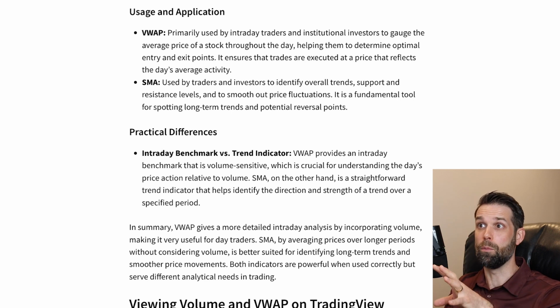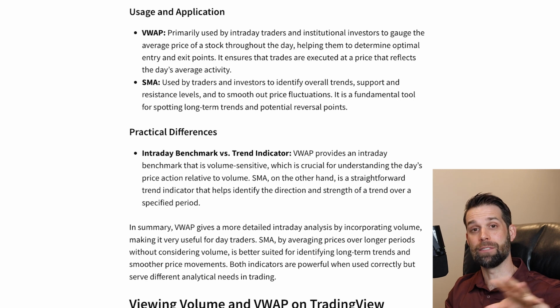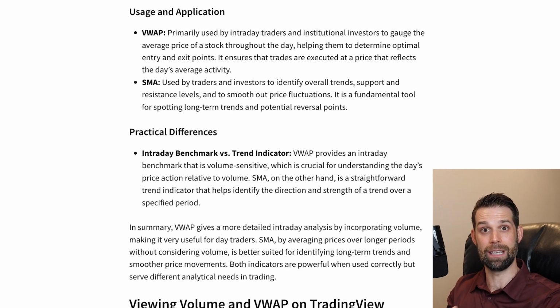Whereas for a simple moving average, traders use that to identify the overall trend, support and resistance levels, and to smooth out the price fluctuations. So it's good for spotting long-term trends. If you look at what the average price has been over the last 50 days, and the price is currently above that, you can consider yourself in an uptrend.